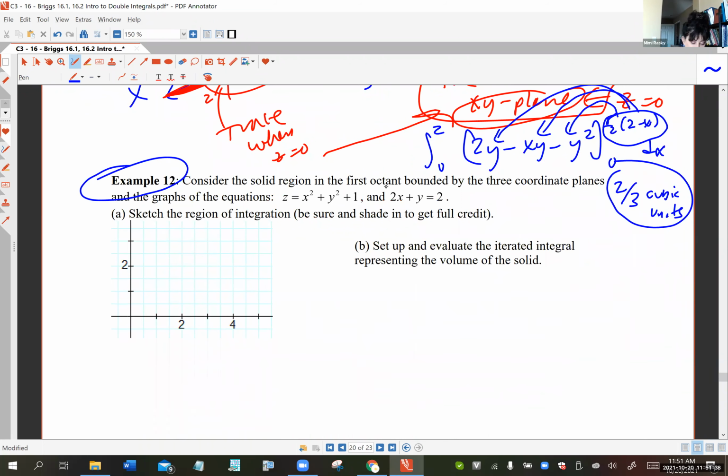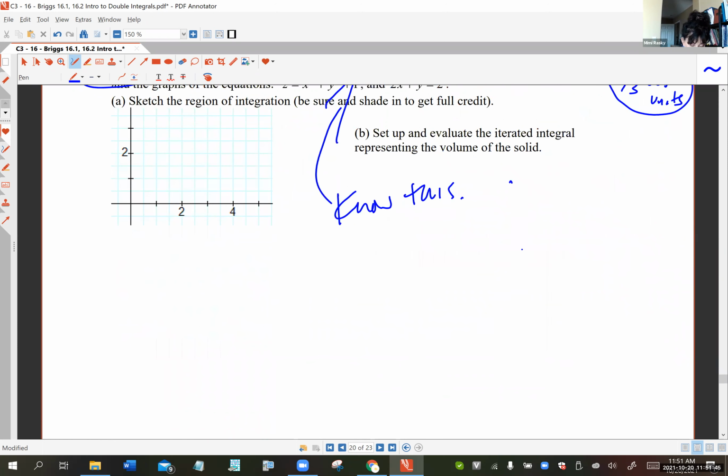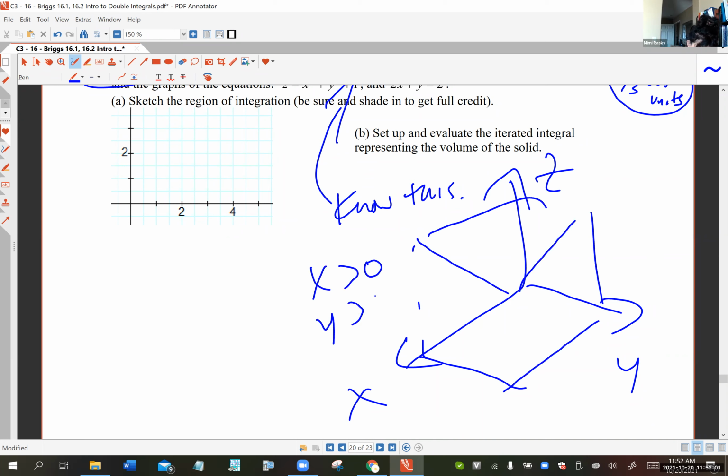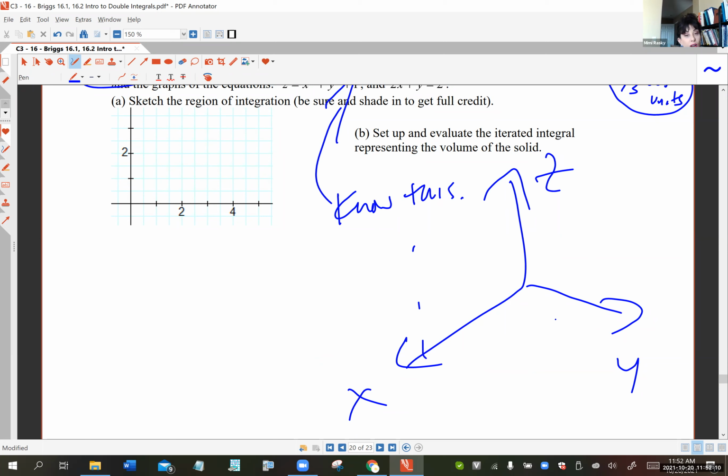Consider a solid region in the first octant. This is key that you know this. What is the first octant? In the world of 3D, we talked about this in the first week of class, but you probably forgot. There are 8 octants as opposed to quadrants in 2 space. The first octant is this region that's kind of coming out of the paper. It's where x is greater than 0, y is greater than 0, and z is greater than 0. That means your solid is going to be contained in that region. That's key, because not all solids are.